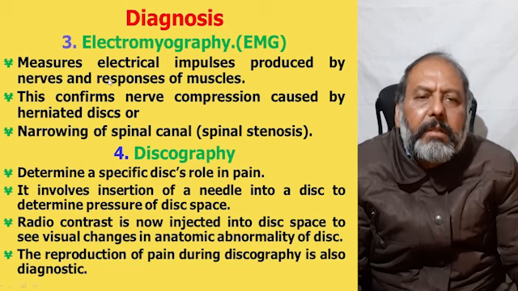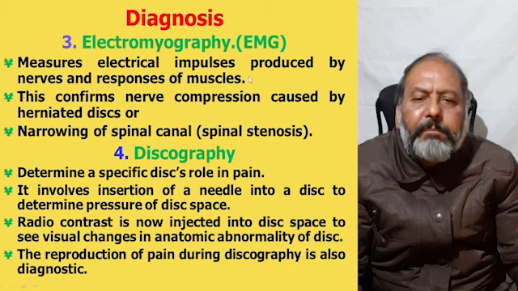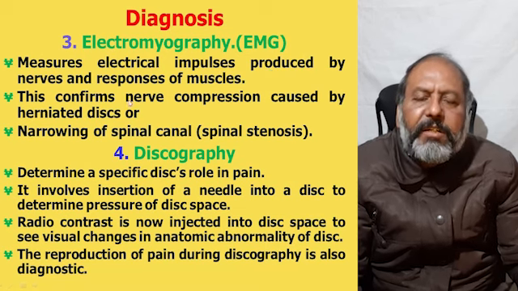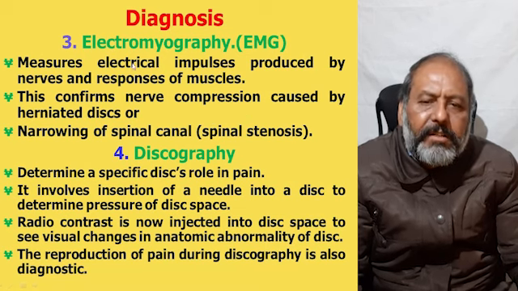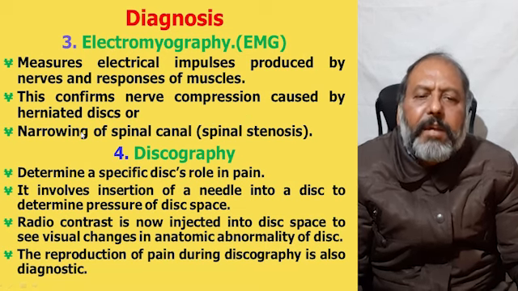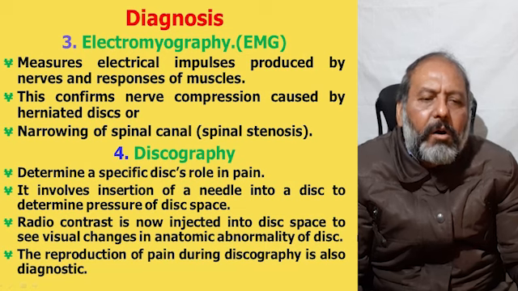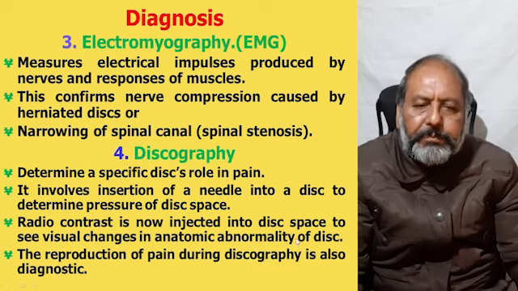It measures electrical impulses produced by the nerves and response of the muscles. This confirms nerve compression caused by the herniated disc and also the narrowing of the spinal canal, or spinal stenosis.